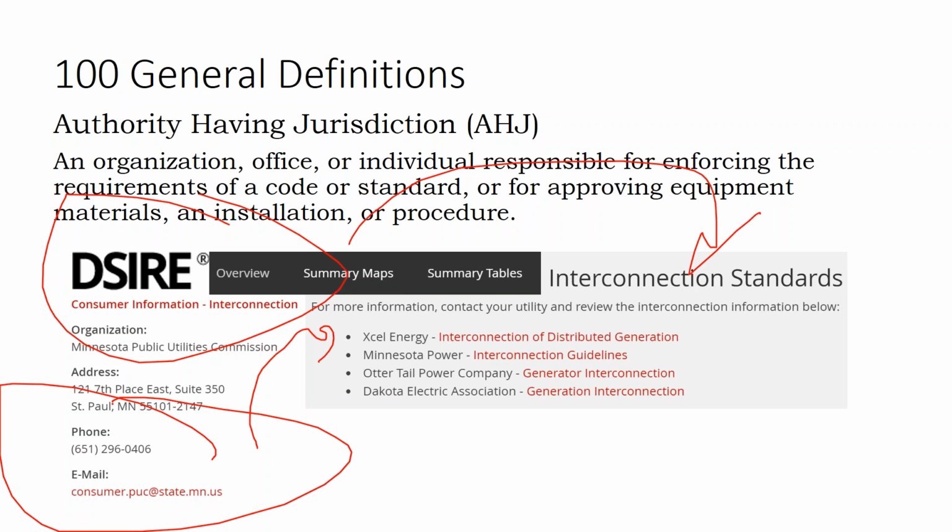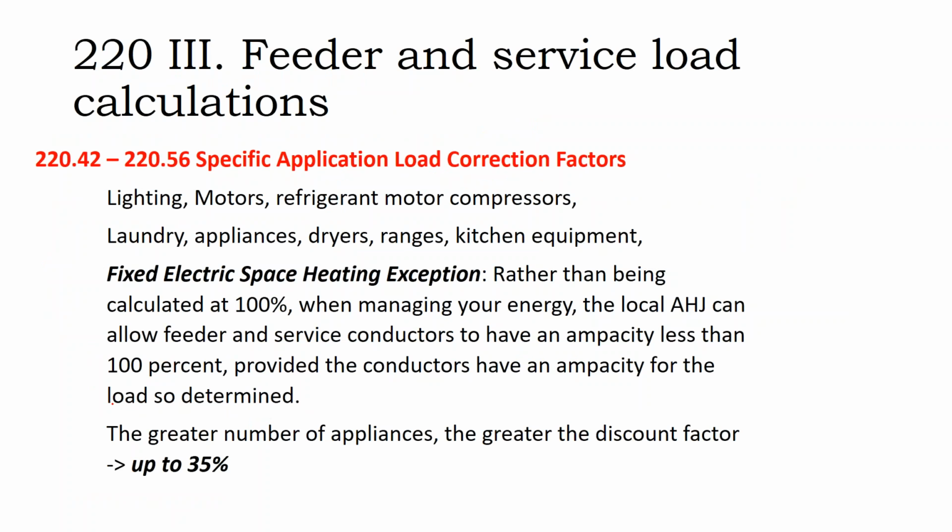And looking at some of these exceptions, for fixed electric space heating, rather than being calculated at 100%, if you're managing your own energy, the AHJ can allow the feeder and service conductors to have less than 100%, provided that the conductors have an ampacity for the load so determined. If you are doing electric space heating versus running an air conditioner, you're probably not doing both at the same time. So there are certain scenarios where your AHJ is the final determination on what you do.